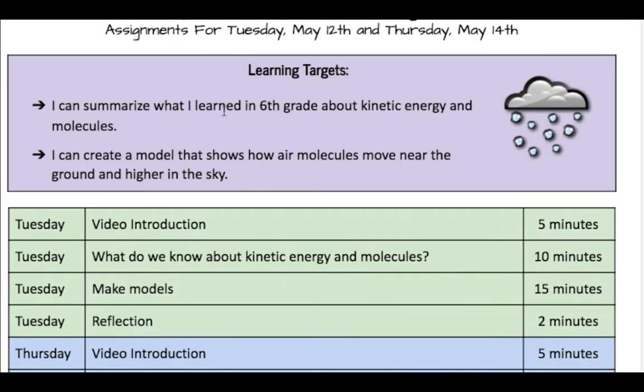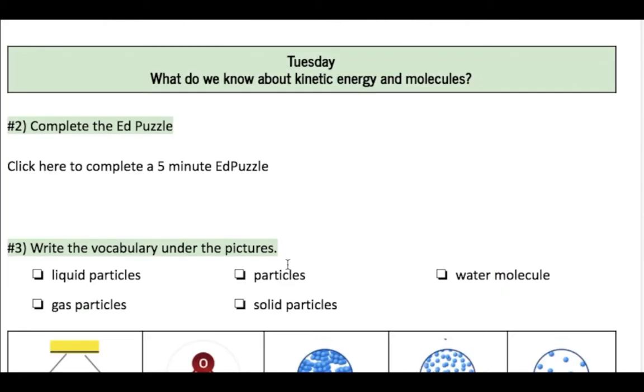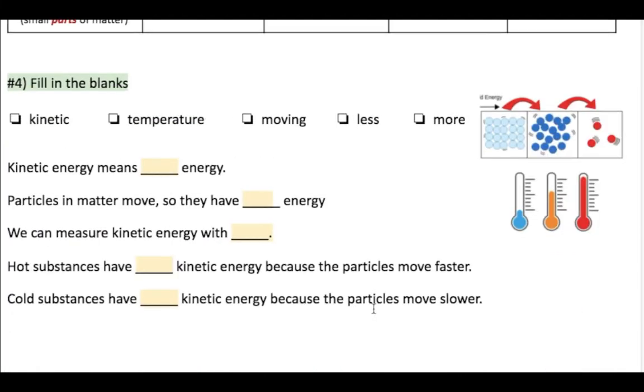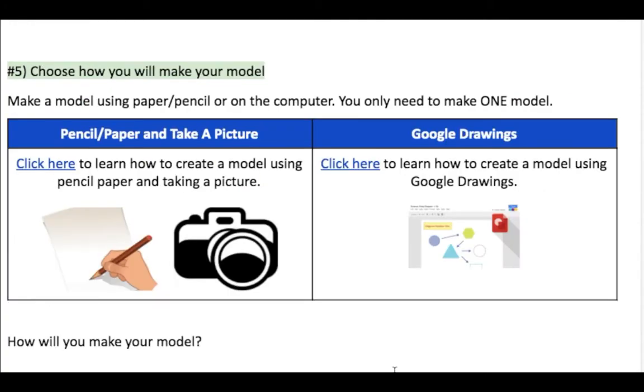Today we'll summarize what you learned in 6th grade about kinetic energy in molecules, and we'll create a model that shows how air molecules move near the ground and higher in the sky. First, you'll complete a 5-minute Edpuzzle. Then, you'll match the vocabulary words to the picture and fill in the blanks. After that, you'll choose how you're going to make your model. You can make it with paper and pencil and take a picture, or you can make your model using Google Drawings.